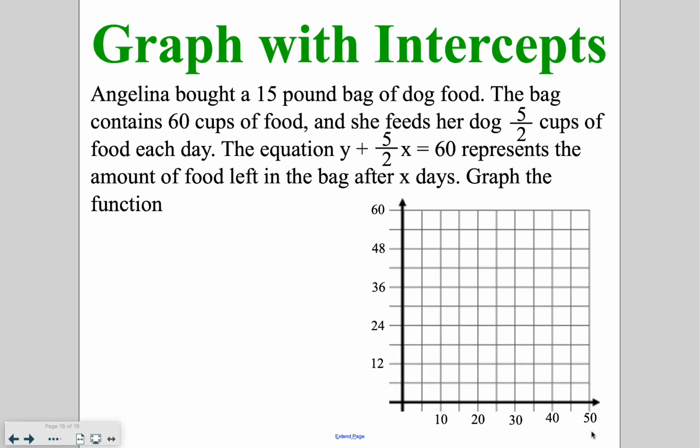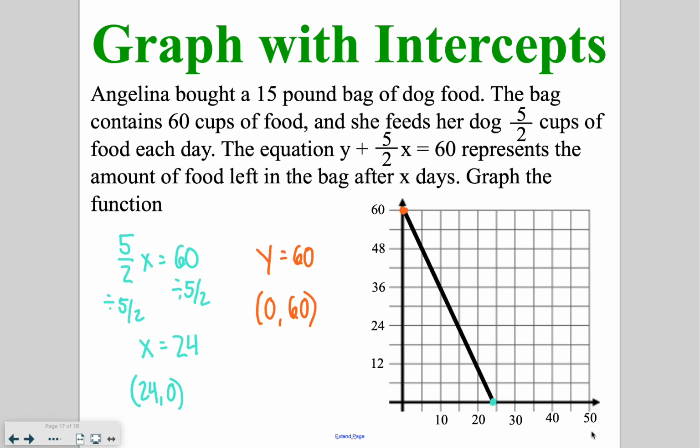Go ahead and try this one on your own. Solving for your x, you get (24, 0), and your y is (0, 60), so we connect those dots, no arrows on the end because it is a word problem.